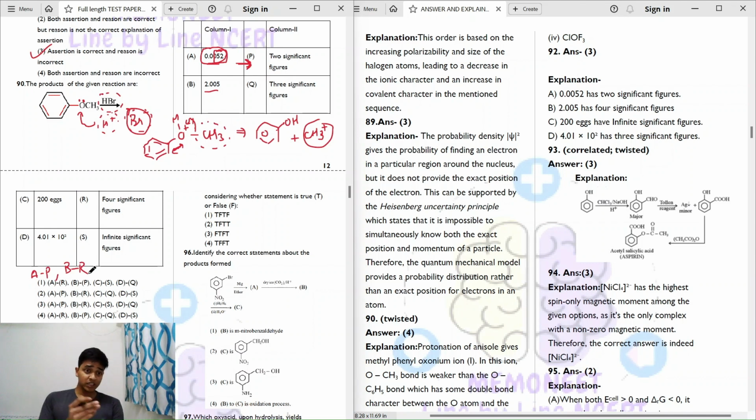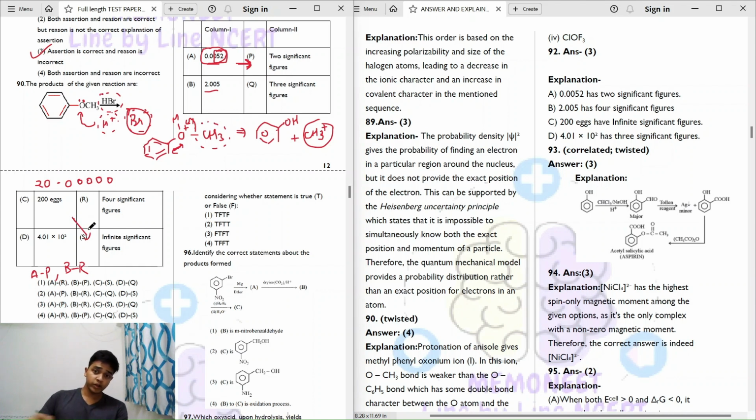Now in statement C we have 200 eggs. This feels weird, but when we are talking about distinct quantities, when we are counting things, for example, I have 20 eggs or 20 bananas, we have a distinct number. In that case we can add an infinite number of zeros after the decimal place, and the zeros being added are significant figures. So C will be matched to S, that is infinite significant figures.